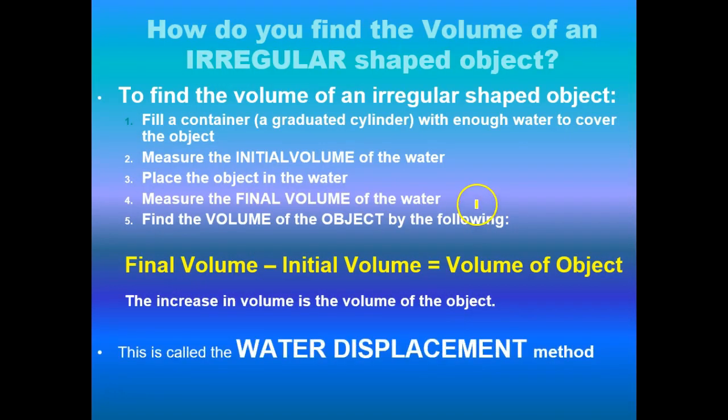How do we do irregular objects? This is something that we call water displacement. We're basically going to put the object in water. We're going to take the final volume minus the initial volume to get the volume of the object. Let's take a look at what it looks like.